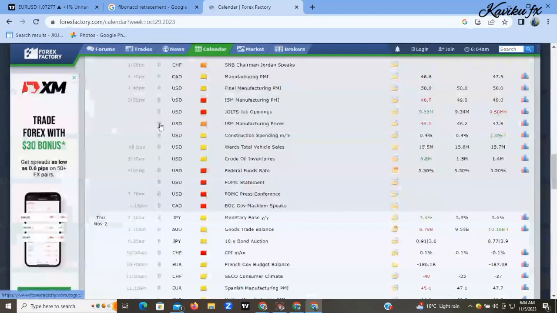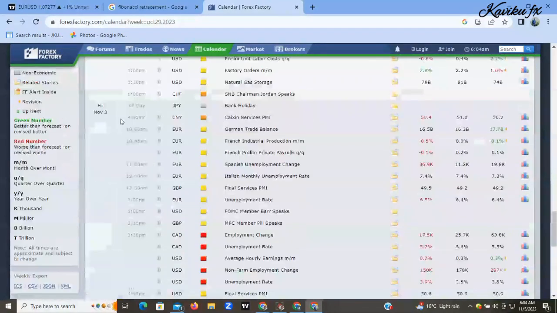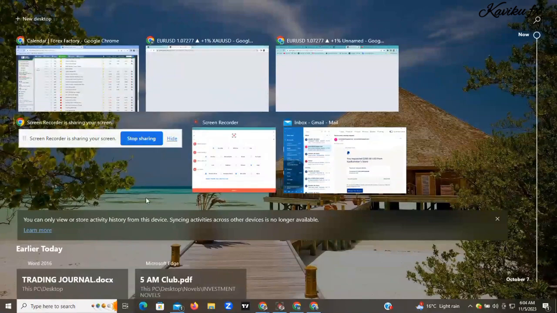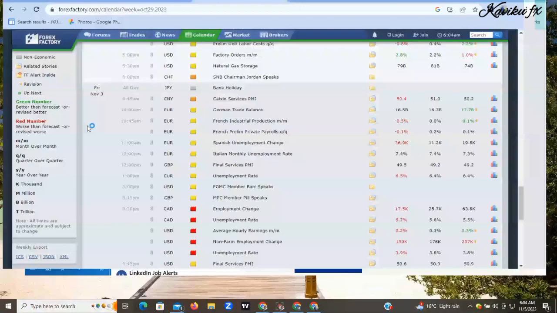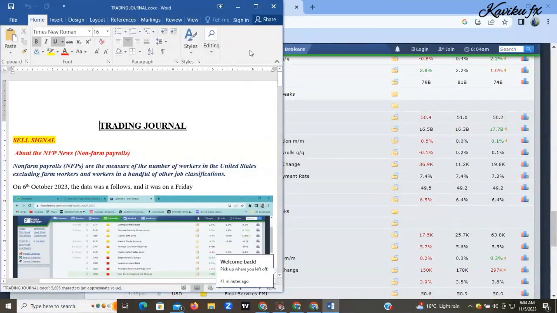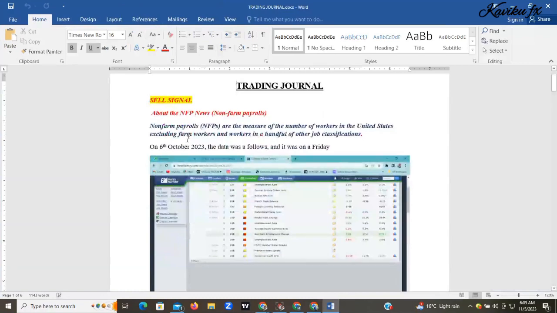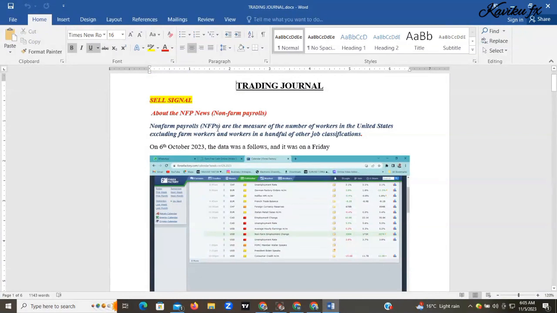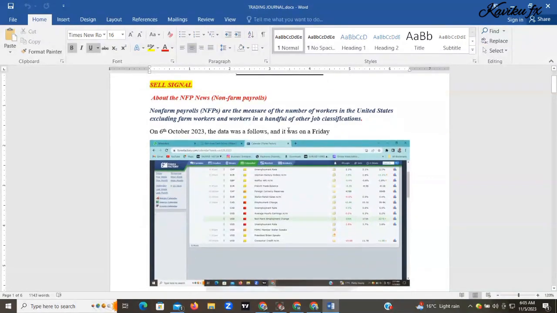This was on Friday, and we were expecting the news to be like this way, a non-farm employment change. So we can get a small typical explanation of what was going on that Friday, 3rd November. This is a small trading journal that was trying to explain about the NFP news. Non-farm payrolls are the measure of the number of workers in the United States, excluding farm workers and workers in a handful of other job classifications.